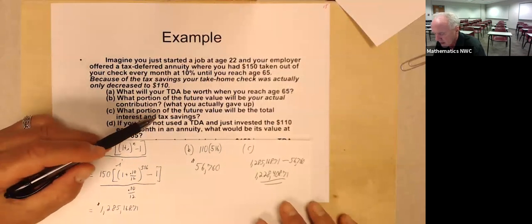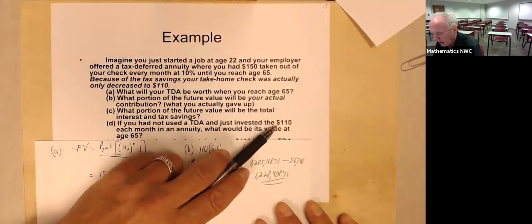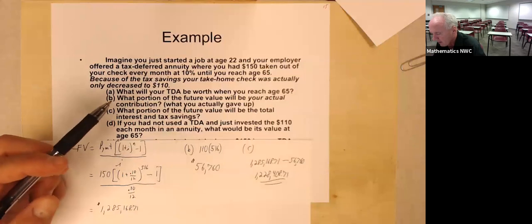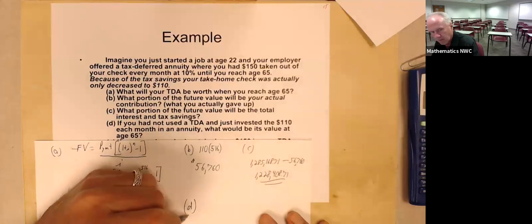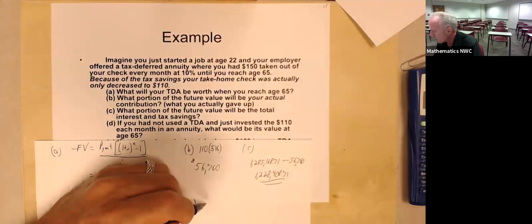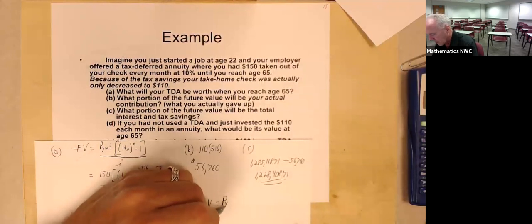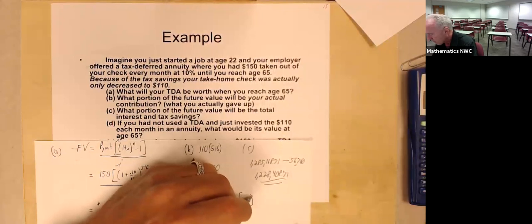If you had not used the tax deferred annuity and just got taxed on that 150, you would have got an extra 110. Let's say you put that 110 away for an annuity. What would have been its value? Well, this is part D. That formula was from the previous section, if you remember. Future value is equal to your payment multiplied times (1 plus I)^n minus 1.